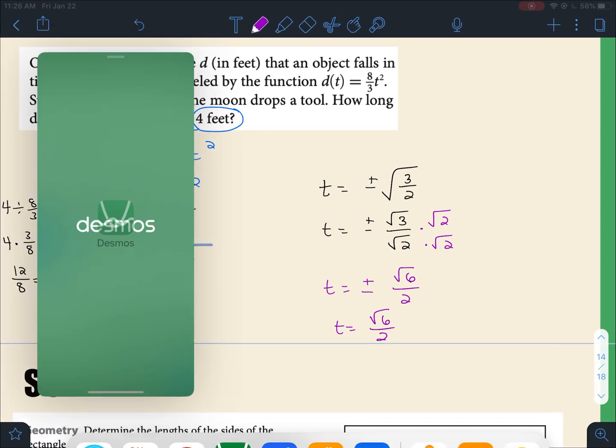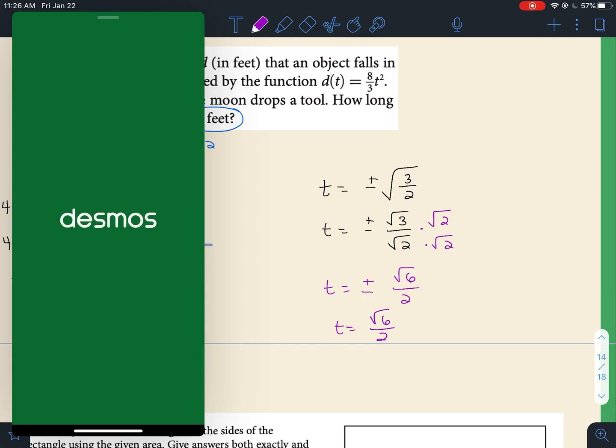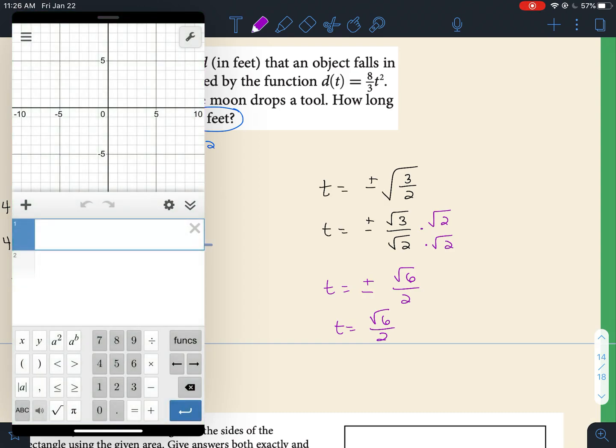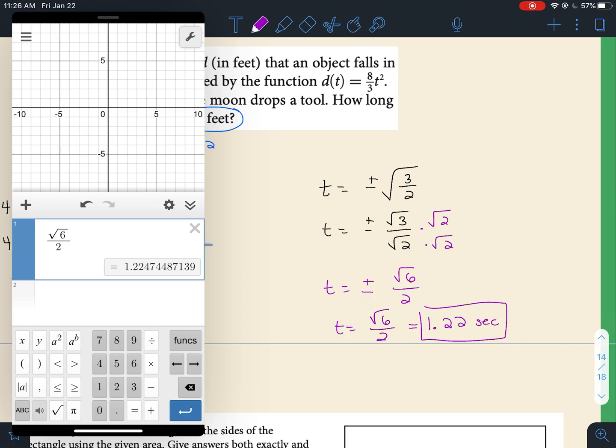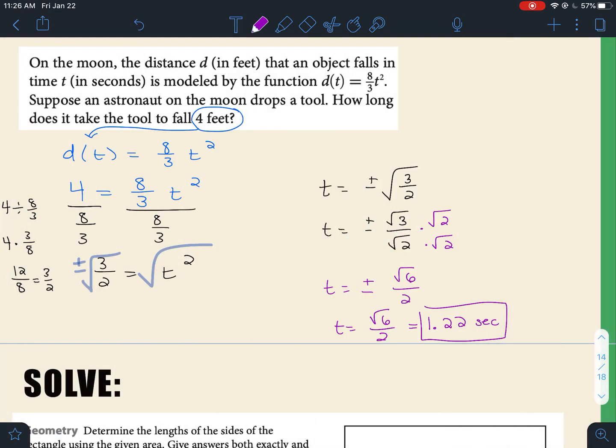And then if we were actually to figure that out, we could take the square root of 6 divided by 2. And we would get the time when it would take approximately 1.22 seconds for that tool that the astronaut dropped to reach the ground.